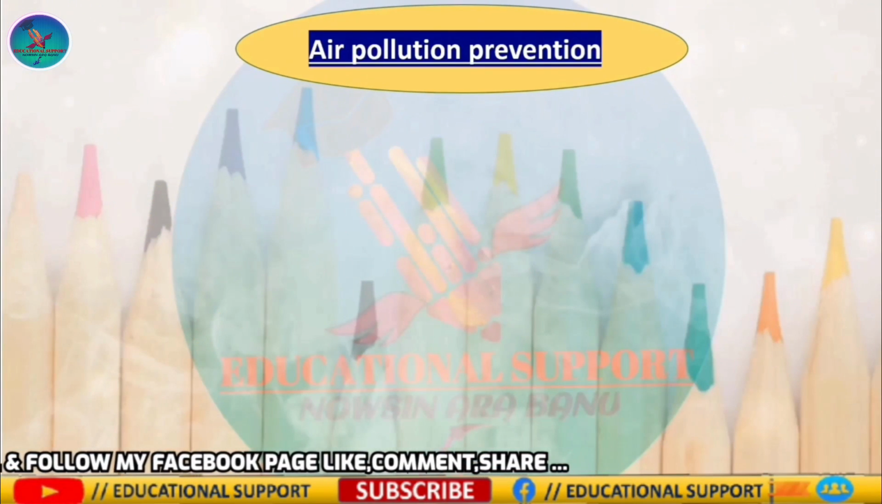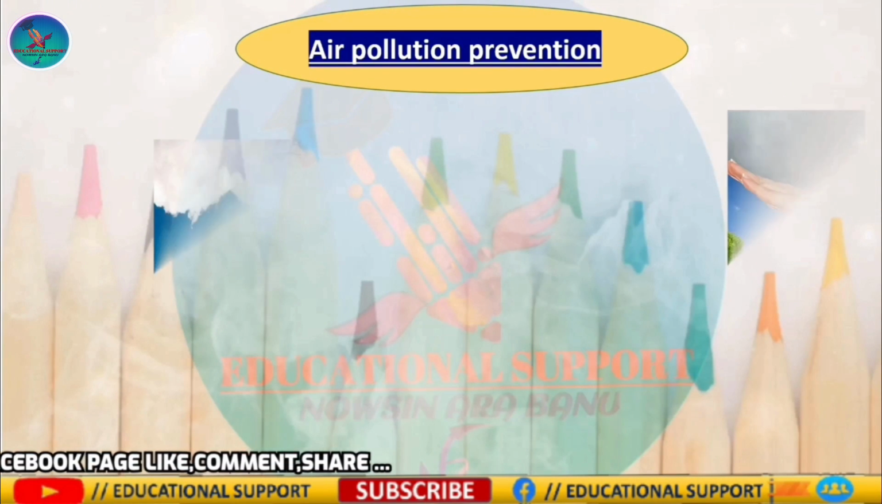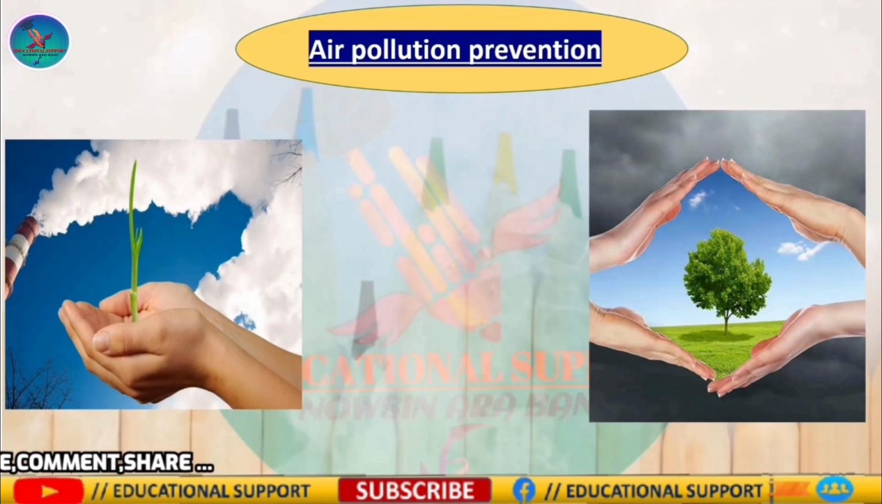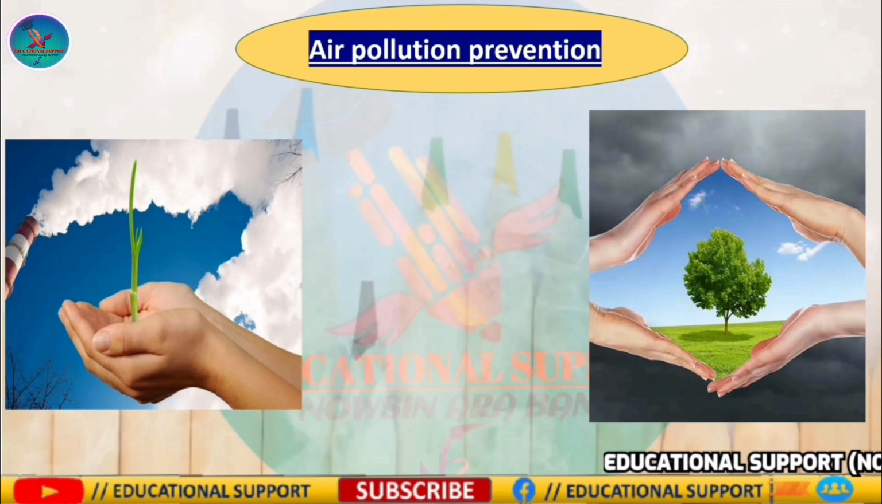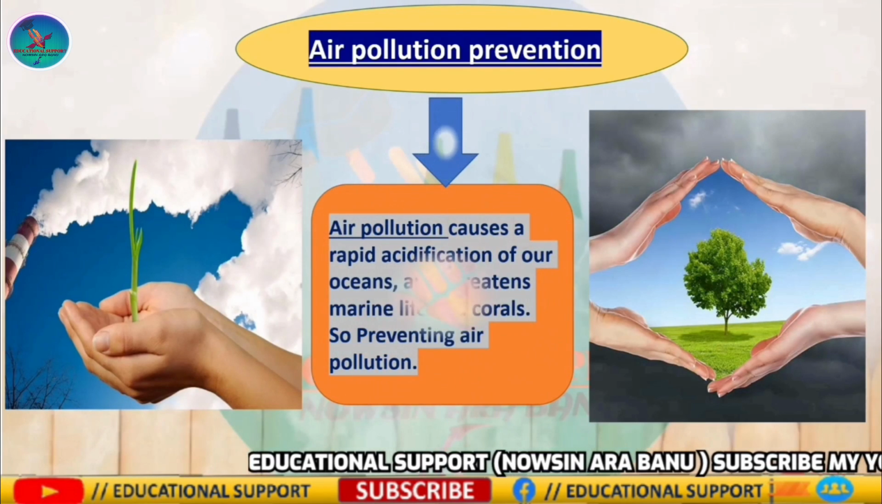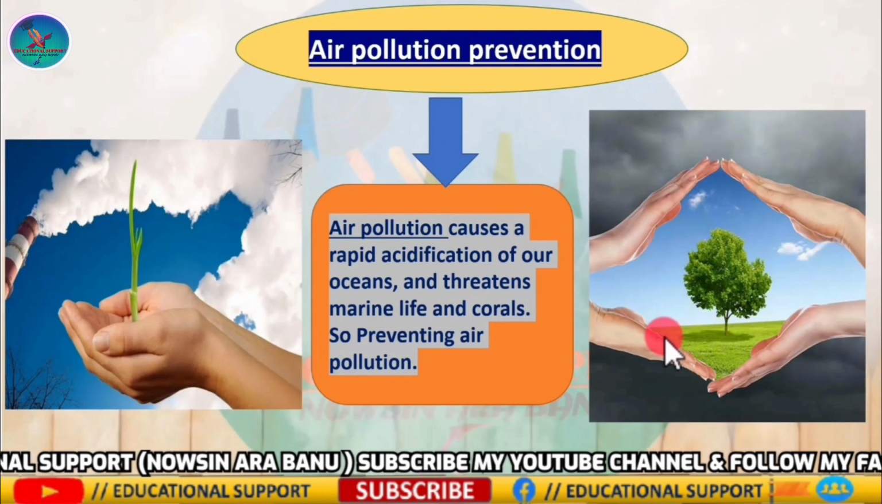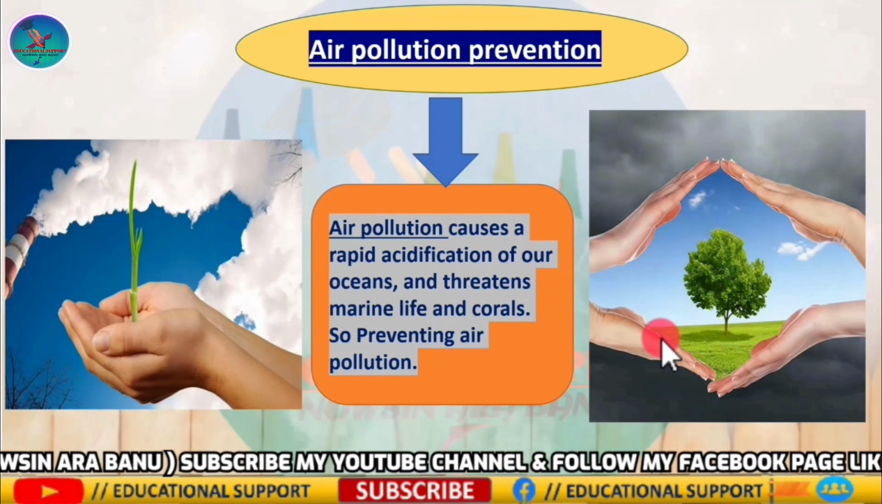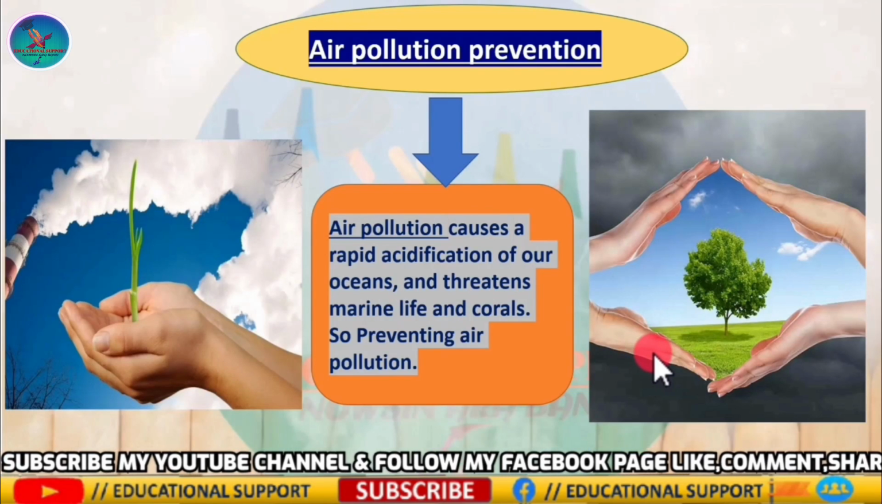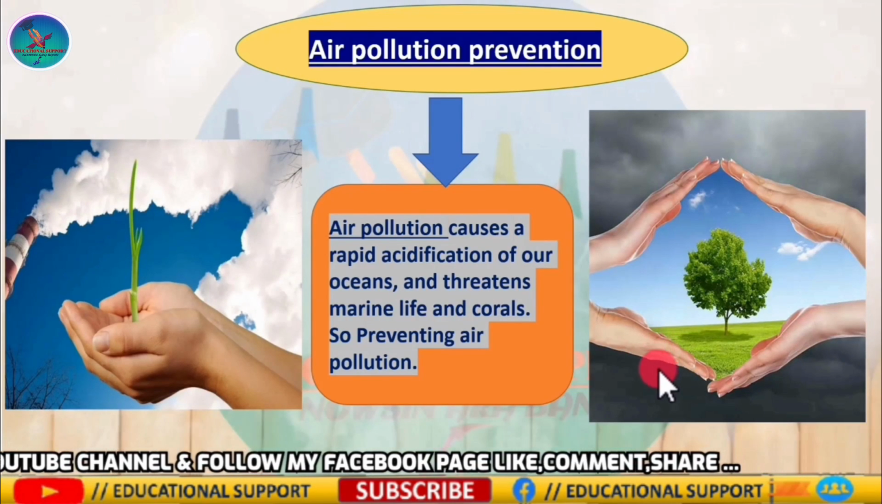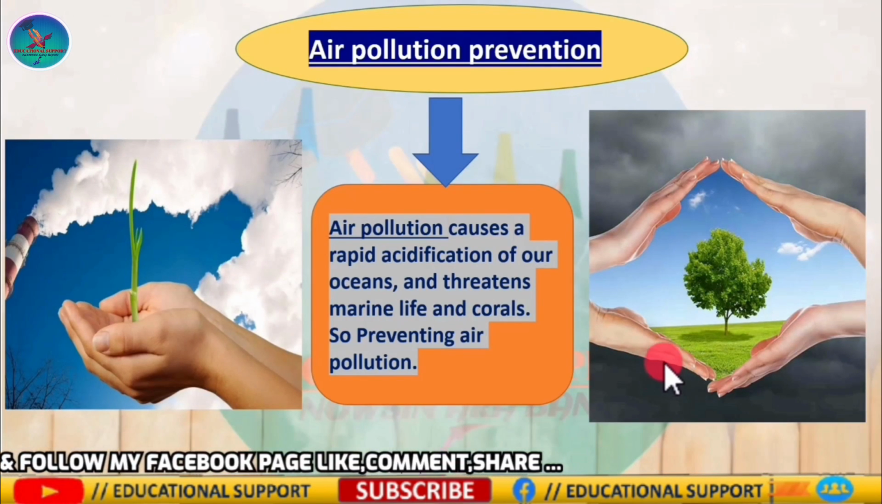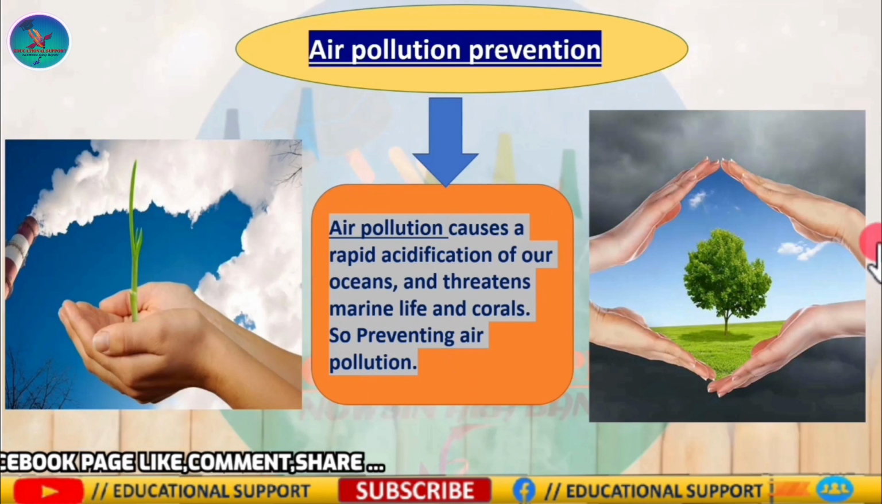Number 4 is air pollution prevention. Air pollution has a direct impact on water contamination, as 25% of human-introduced CO2 emissions are absorbed by oceans. This pollution causes a rapid acidification of our oceans and threatens marine life and corals. Preventing air pollution is the best way to prevent this from happening.